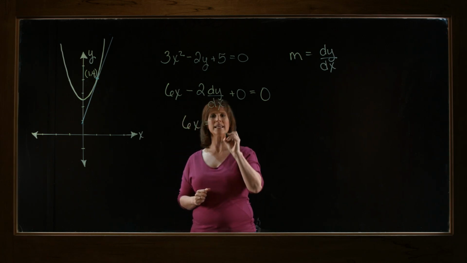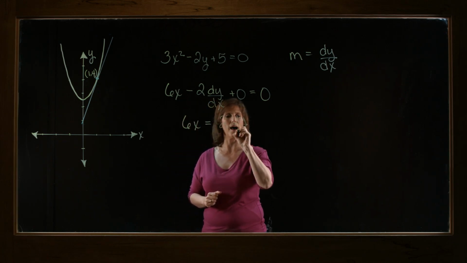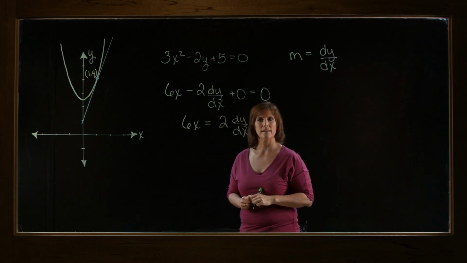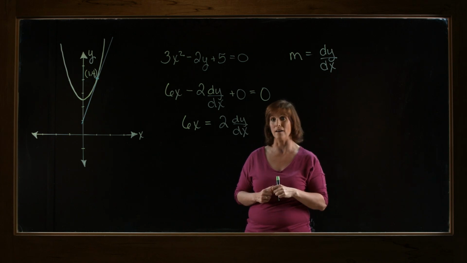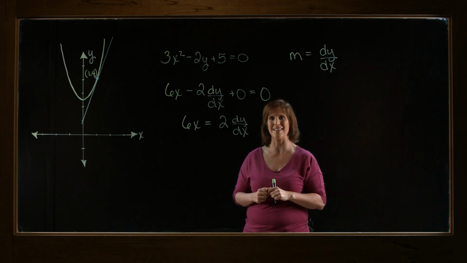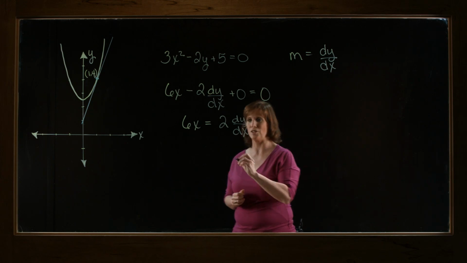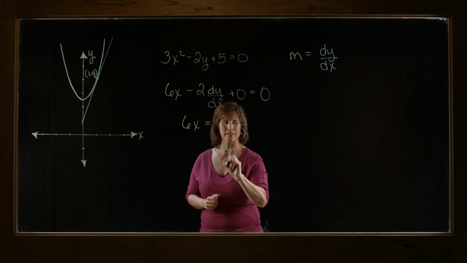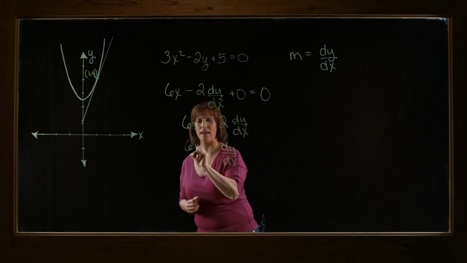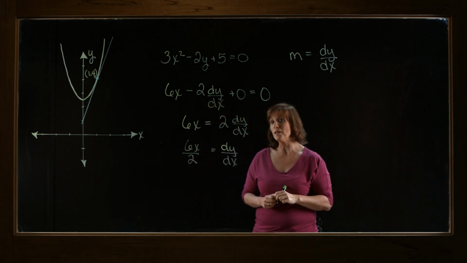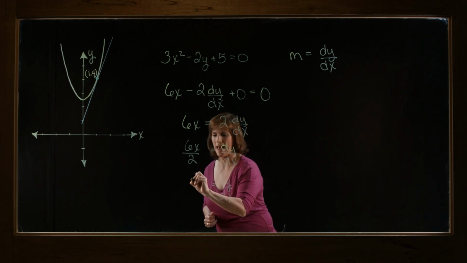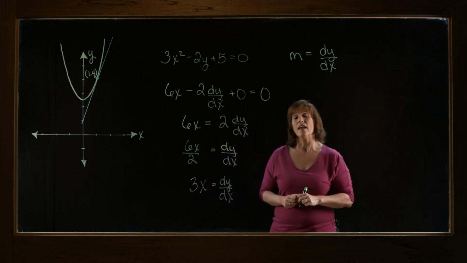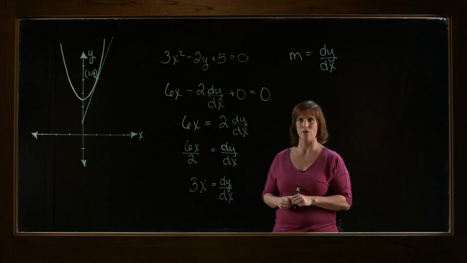I end up with 6x equals 2 dy/dx. Now, sometimes you'll have multiple terms with dy/dx in them, and you'll need to factor one out. But we're lucky in this problem because there's only one term, so I can go straight to the solving for dy/dx step. All I need to do is divide by 2. So dy/dx equals 6x divided by 2. A little bit of algebra will tell me that the derivative is 3x. Now this will give me the slope at any point along my curve.